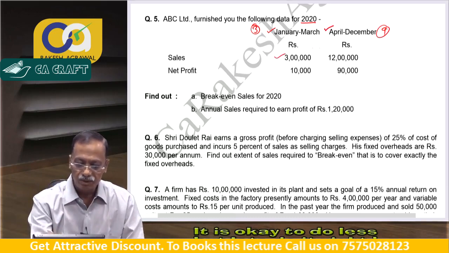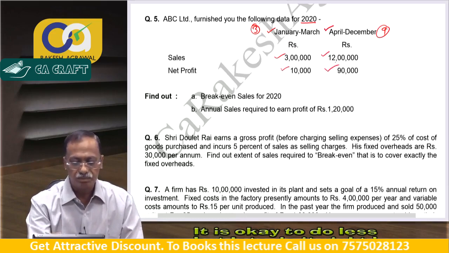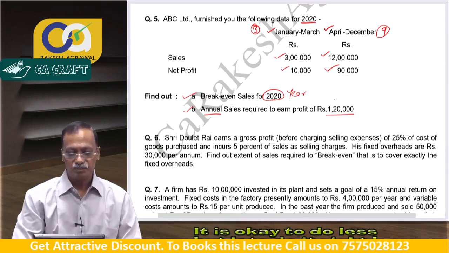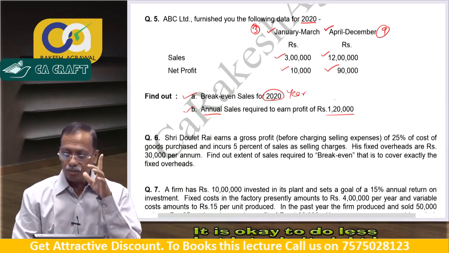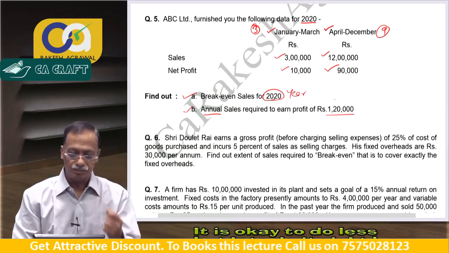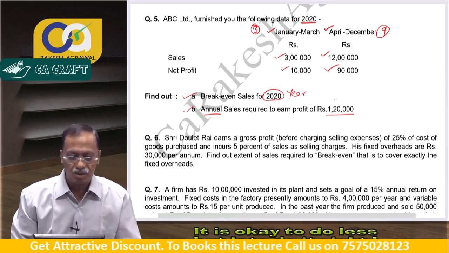Sales is given for 3 months and for 9 months. Profit is given for 3 months and 9 months. And what you have to find out? You have to find out break-even sales for 2020. 2020 is a year. It means you have to calculate BEP for a year. Don't forget that. And number 2, annual sales required to earn a profit of rupees 1,20,000. So if you want to earn a yearly profit of 1,20,000, then what should be the sales for a year? Because the question is asked for a year.